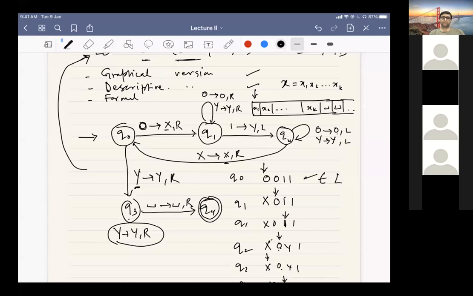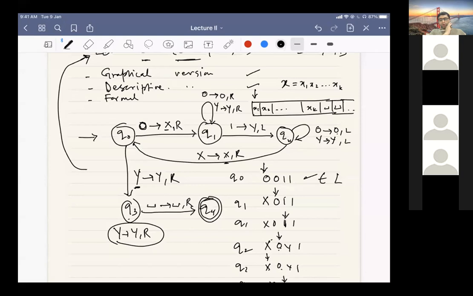Excuse me, sir. Yes. Is it possible that by looking at this TM, we can figure out if L is Turing recognizable or Turing decidable? Is it possible to answer this question by just looking at it? I think no, it is not possible. Okay, sir. I don't know. I never thought about it, so I don't know the right answer.